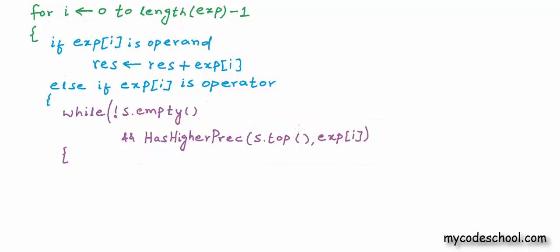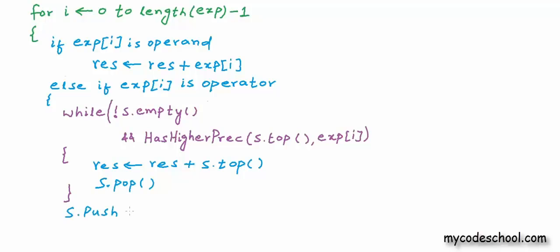So if the top of stack has higher precedence than the operator that we are looking at, we can append the top of stack to the result, which is the variable that will store the postfix string, and then we can pop that operator. I'm assuming that this s is some class that has these functions top and pop, and empty to check whether it's empty or not. Finally, once I'm done with the popping, outside this while loop, I need to push the current operator.